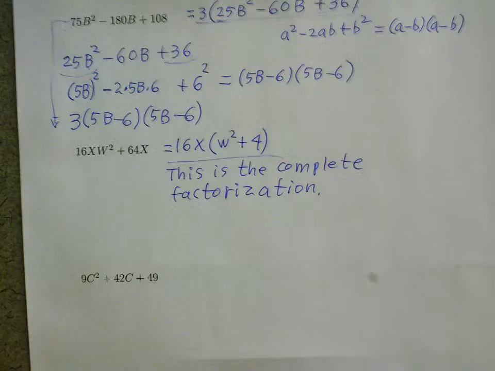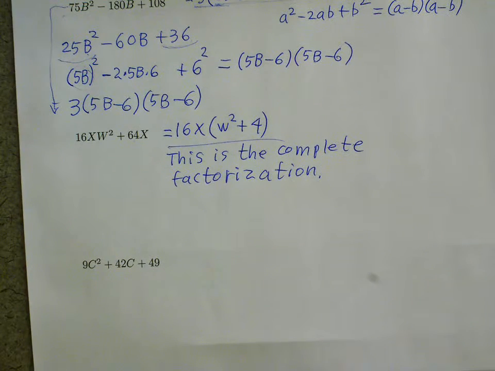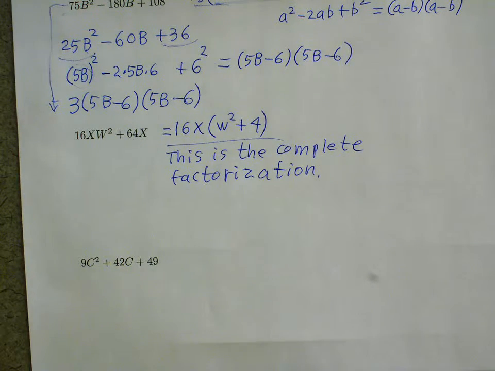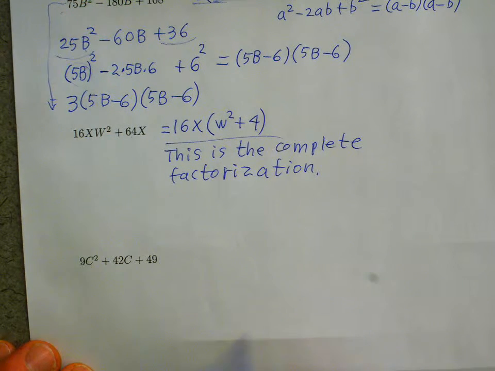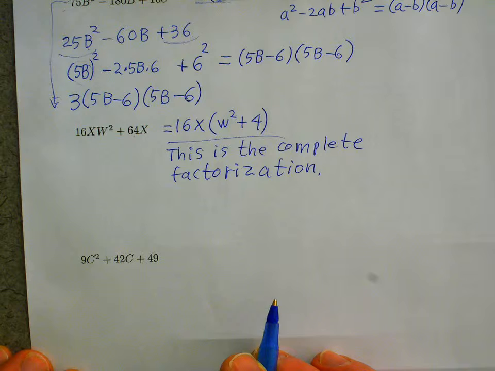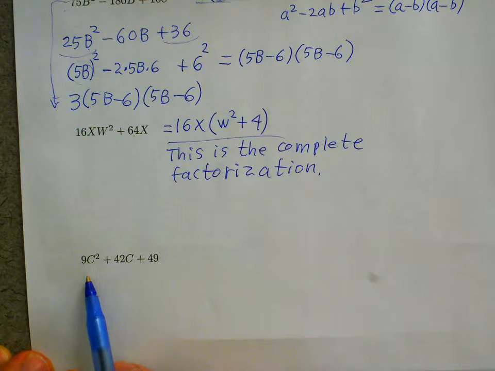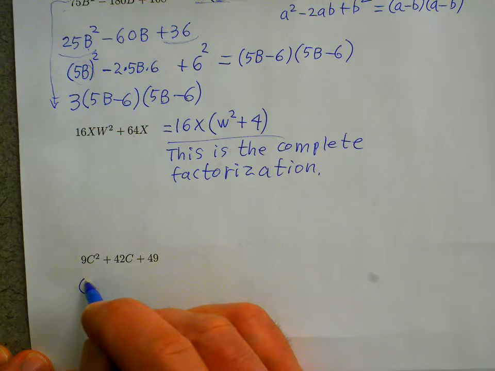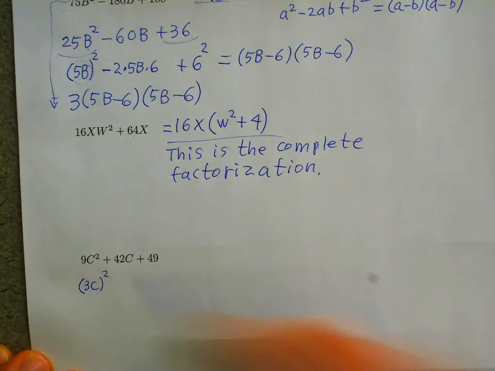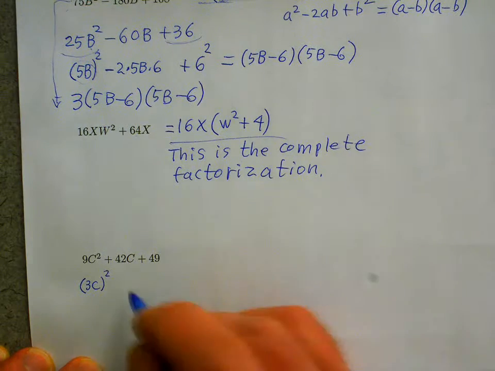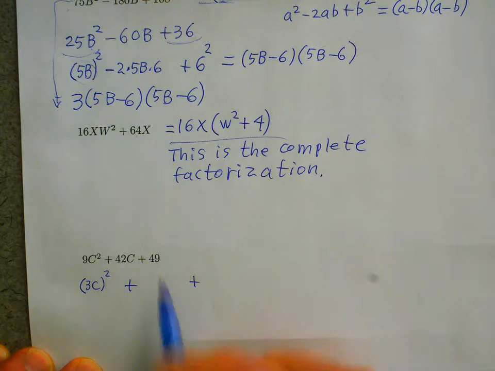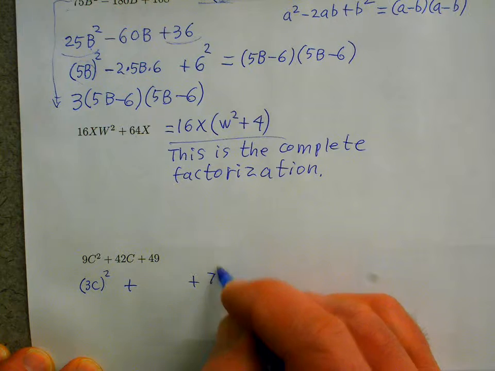Okay, moving on. 9c to the second plus 42c plus 49. The first term on the left is a perfect square, because if we square the term 3c, 3c times 3c is 9c squared. The term on the right is a perfect square. 7 to the second is 49.